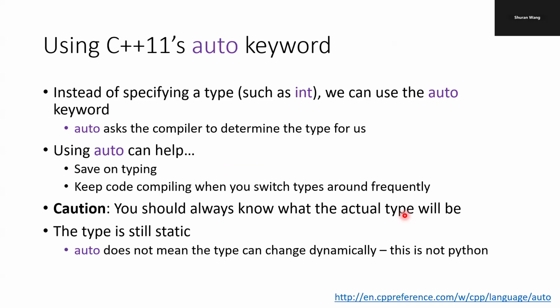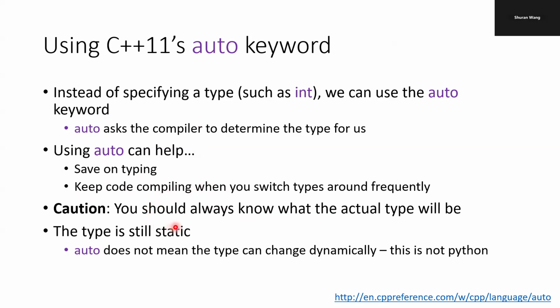And something else that is pretty useful is the auto keyword that's introduced in C++11. The auto keyword allows you to, instead of specifying a type when you are initializing a variable, use the auto keyword so that the compiler can determine the type for you. And this saves on typing mainly. And this will keep code compiling when you switch types around frequently. Like if you switch from a vector to a list, and if you are using the auto keyword for the iterator, you don't need to update the iterator code there.